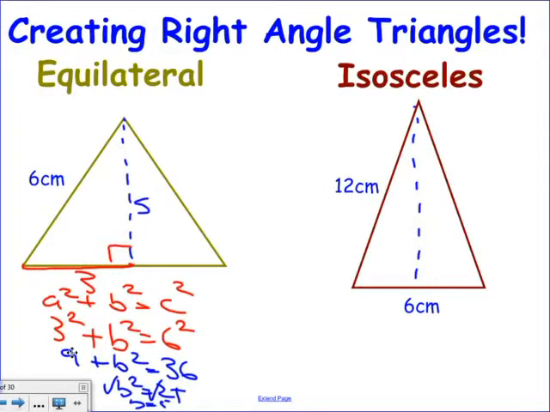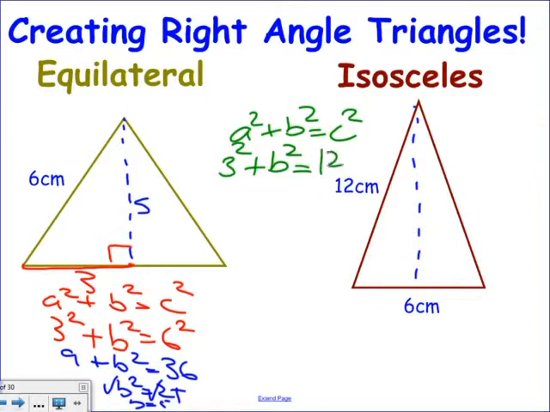Righties, start me off. Where should I start? Your equation, a squared plus b squared equals c squared. Good, always a good starting point. Half of the bottom one is 3. So 3 squared plus b squared equals 12 squared. Fantastic, absolutely perfect start from the righties.